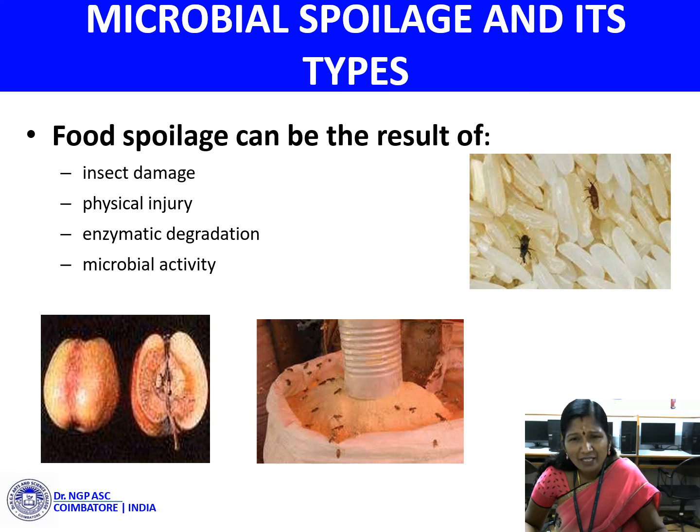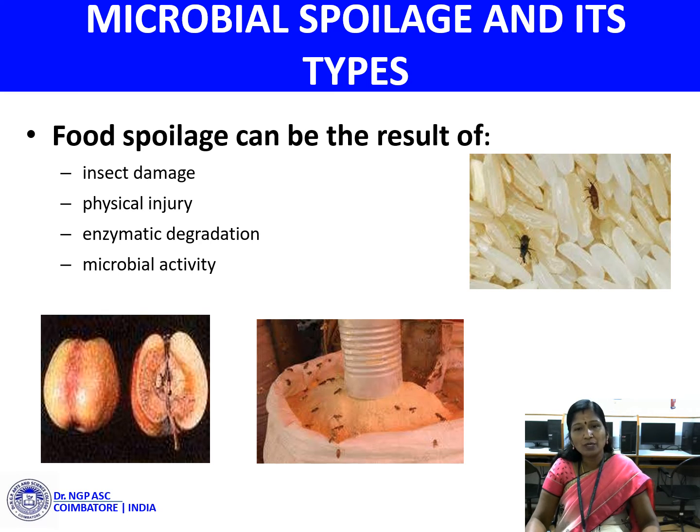And why does spoilage occur? What are the main reasons for food spoilage to take place? There are 4 important reasons for food spoilage to take place. The first one is insect damage, the infestation of insects in the food. And you can see very well in this slide the insect damage.